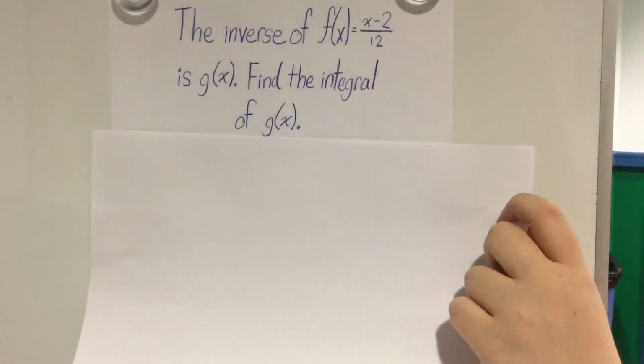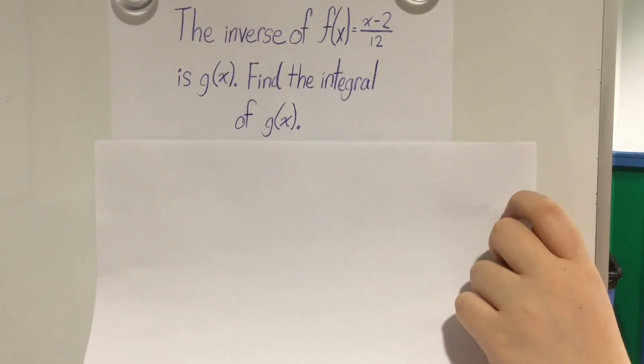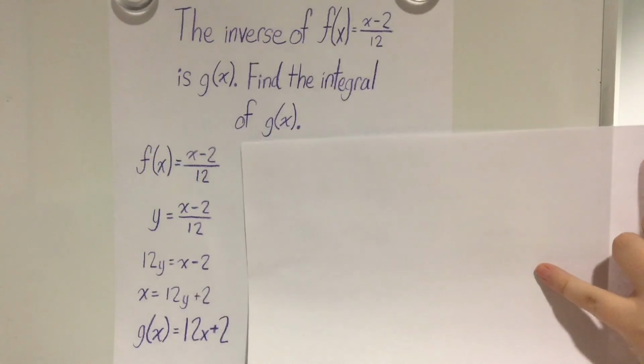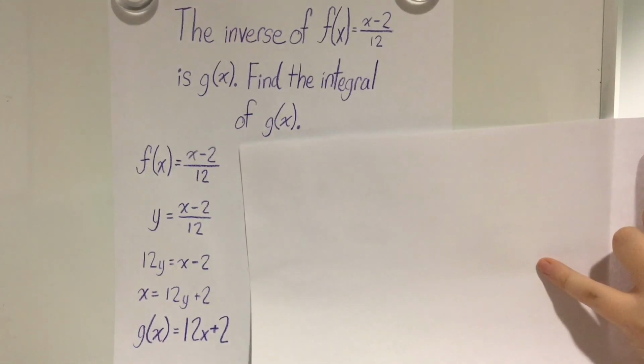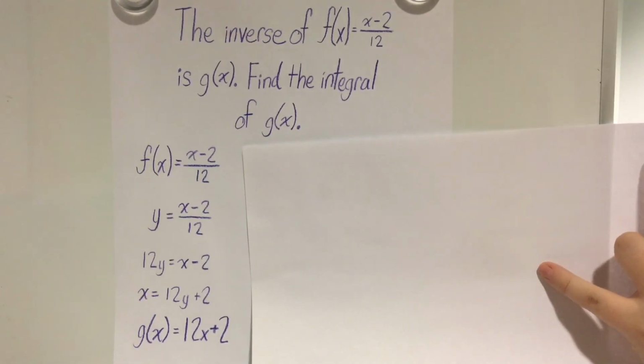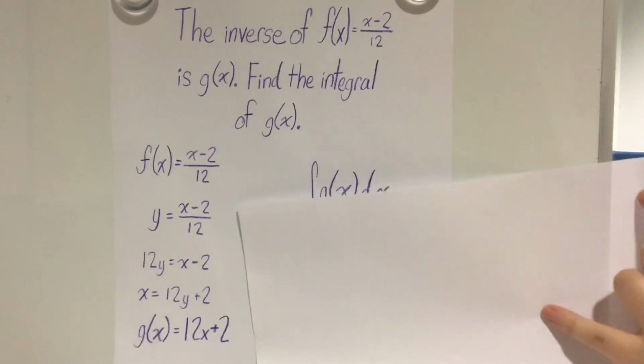The inverse of f of x is g of x. If f of x equals x minus 2 over 12, find the integral of g of x. So first, we're going to solve for x, knowing the values of f of x. We end up getting x equals 12y plus 2. Switch the values for x and y so that the equation 12x plus 2 is equal to g of x.